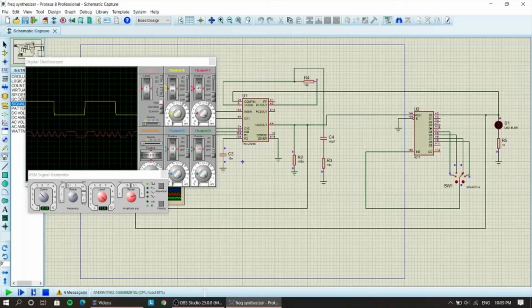So for Q7, where output is multiplied by 7, and the output is 315 kHz. And lastly for Q8, where the output is multiplied by 8, and the frequency output is 360 kHz.